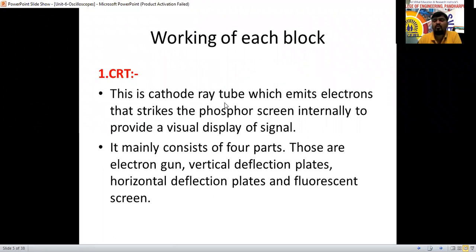What it is going to do is emit the electrons here. Whatever the currents or inputs are there, it is going to emit electrons, which strike the phosphor screen, that is called internally fluorescent. We have considered that one here. The phosphor screen internally provides a visual display.